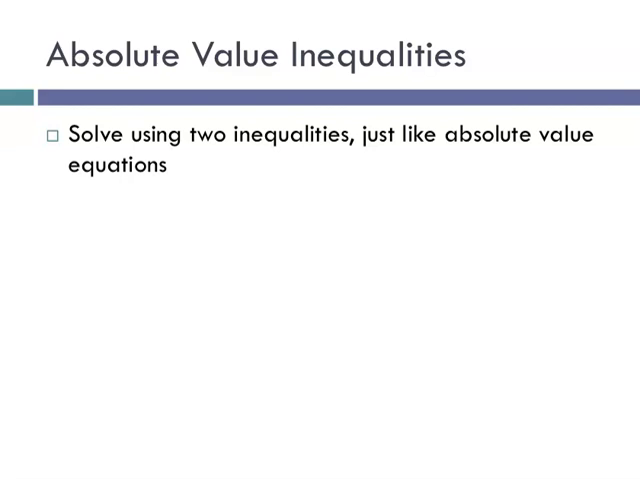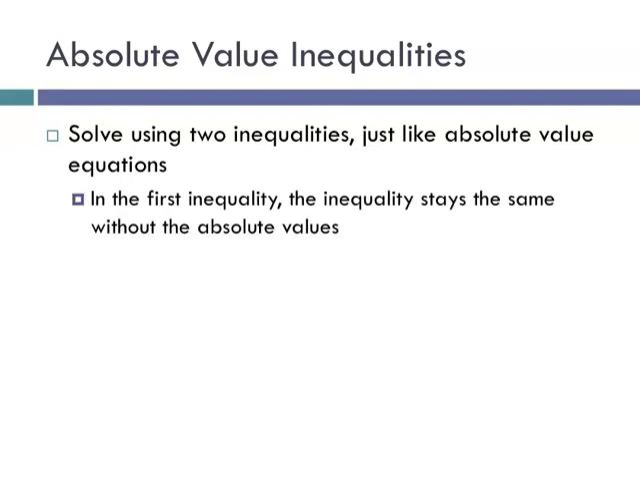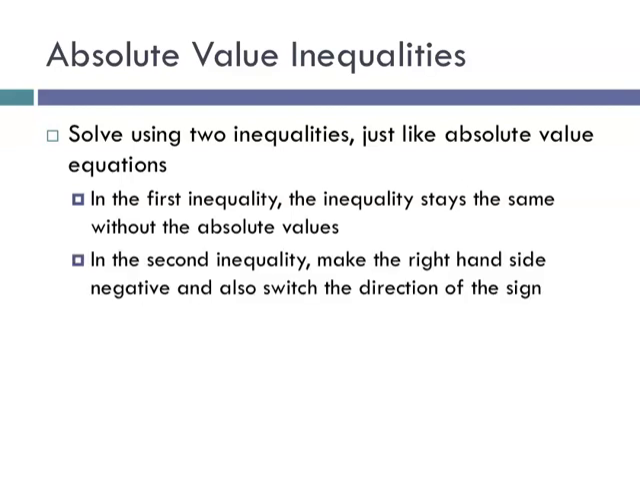Now in the first inequality, the inequality will stay the exact same, just without the absolute values. And in the second inequality, you take the right-hand side and you make it the opposite, you make it negative, and you also switch the direction of the sign. So if it was a less than sign, it becomes greater than. If it was a greater than or equal to sign, it changes to less than or equal to.